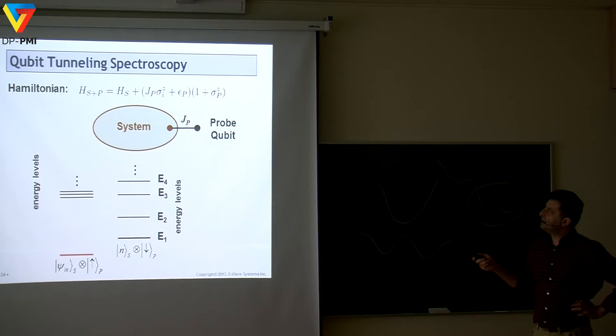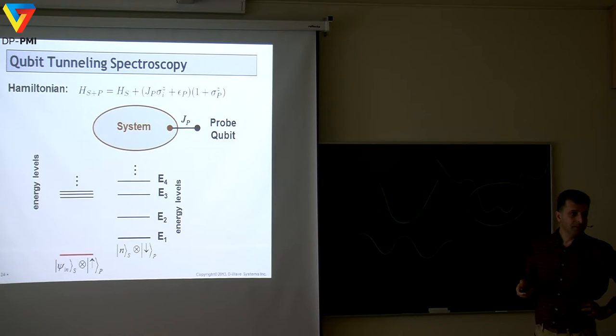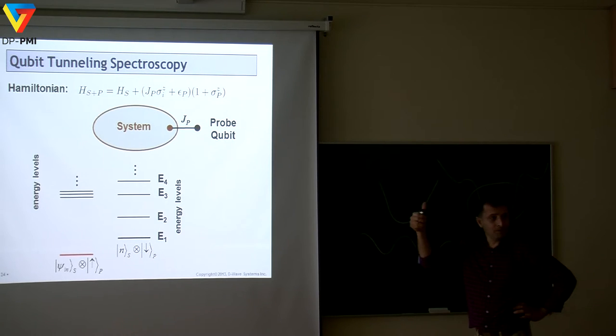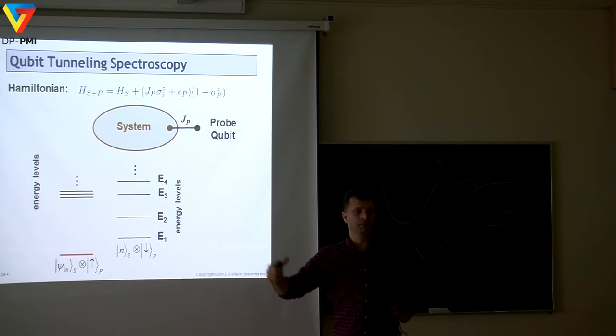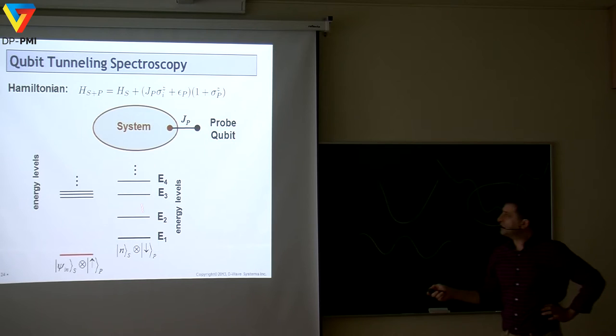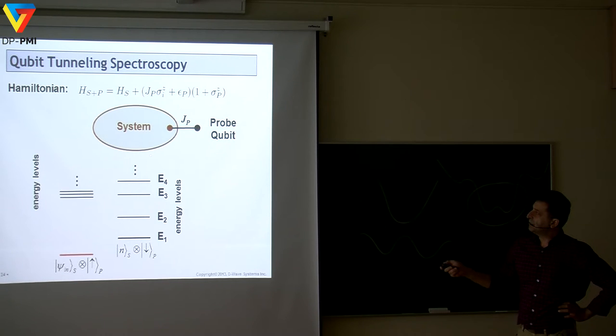So this sigma zp is the Pauli matrix of this prop qubit. And you see, when sigma zp is minus 1, this is 0. All right? And when this is 0, Hs plus p is Hs. So for one orientation of the prop qubit, the spectrum of the coupled Hamiltonian is exactly the spectrum of the system that I want to measure. So I actually separate the spectrum into two manifolds. One side, when the prop qubit is down, is exactly the spectrum of the system.